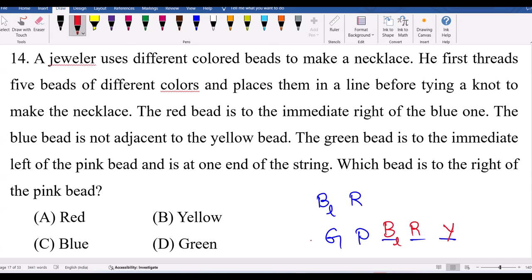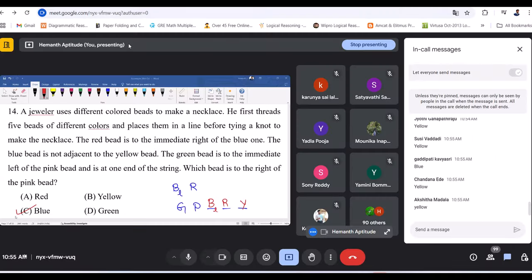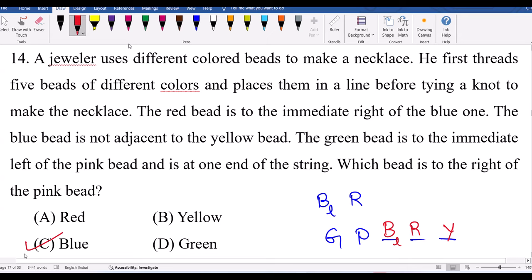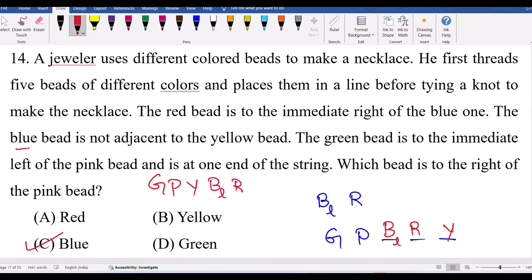Right of pink, there are a lot of things. They have to ask immediate right actually. Which bead is to the immediate right of pink? Immediate right of pink means blue. They need to ask immediate right, or else right means red will come, red also right of pink only, yellow also right of pink only. The question should be a bit precise. Why can't yellow? Some people will argue, sir, you put yellow here, then B and R. They said blue is not adjacent to yellow, right? So we are not going with this.